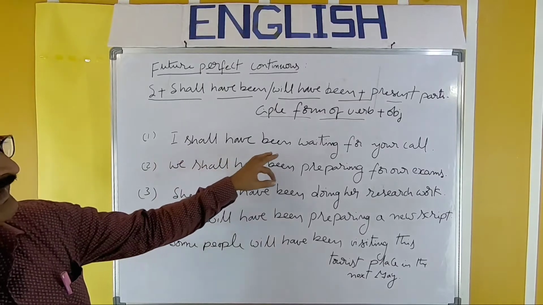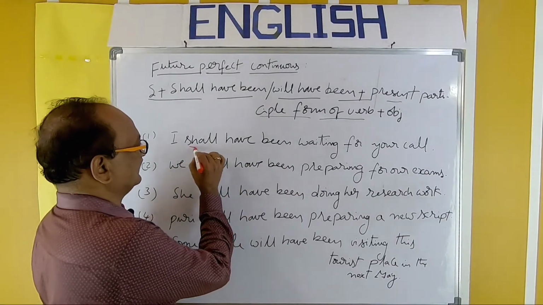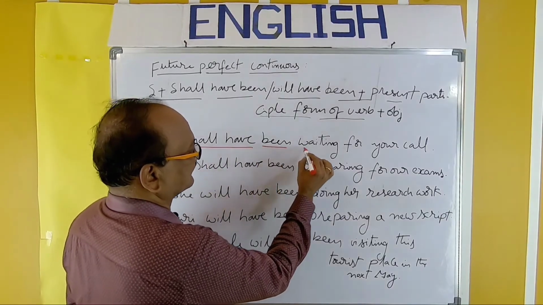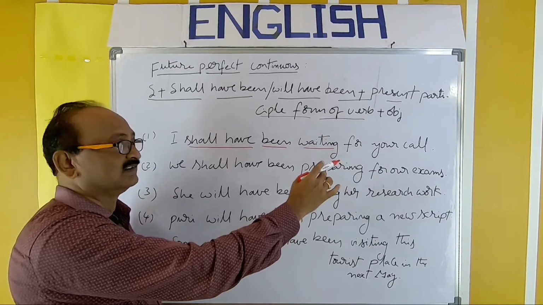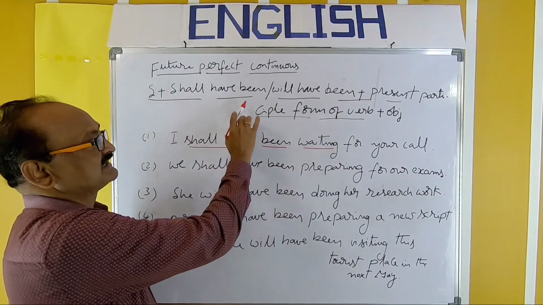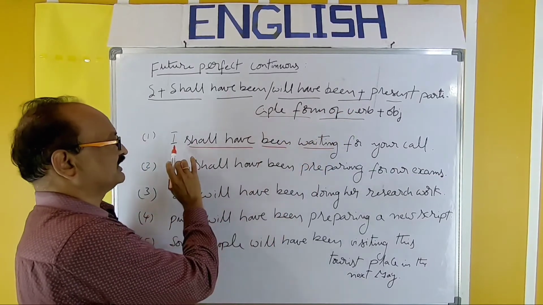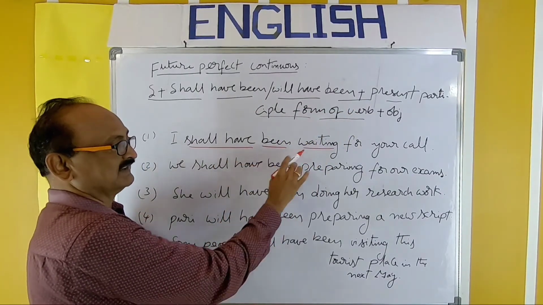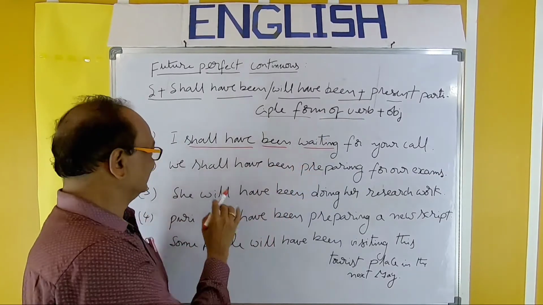I shall have been waiting for your call. I shall have been waiting. So, I shall have been waiting for your call. See, structure: subject plus shall have been or will have been plus present participle form. So I shall have been waiting, present participle form or V4, that is waiting.